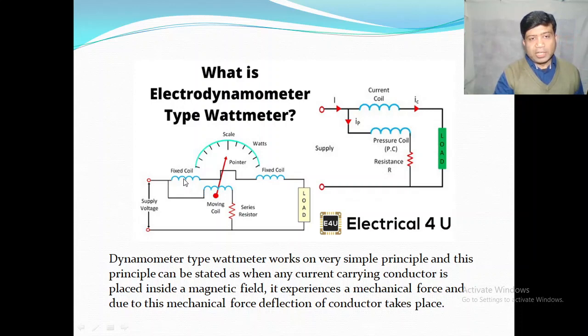There is a structural difference between the fixed coil and the moving coil. The fixed coils are generally made up of a small number of turns with thick wire, while the moving coil is made up of a large number of turns with thin wire.